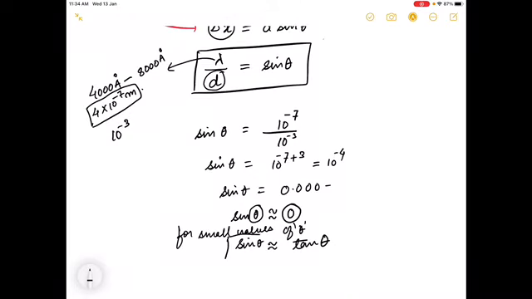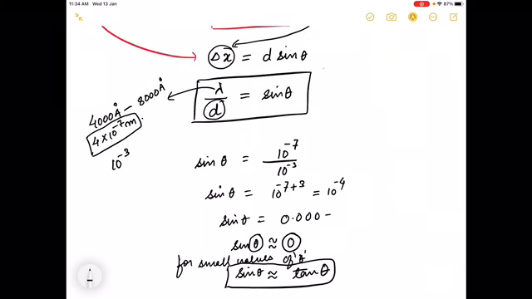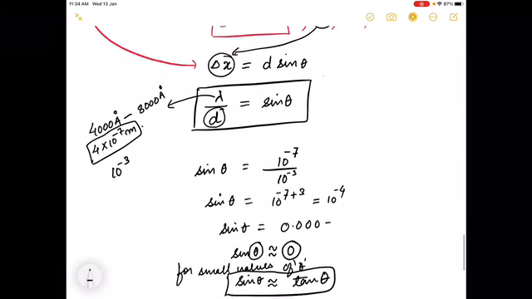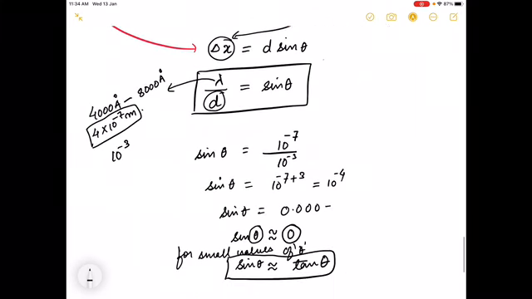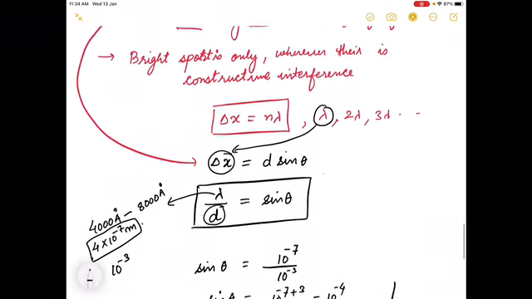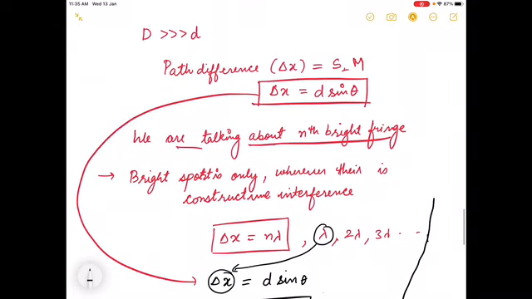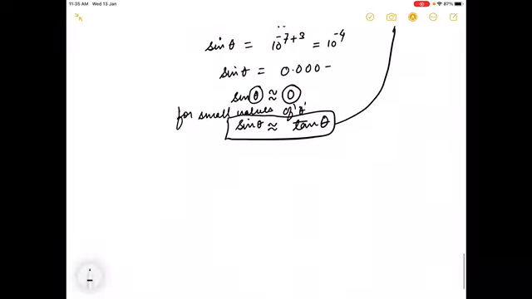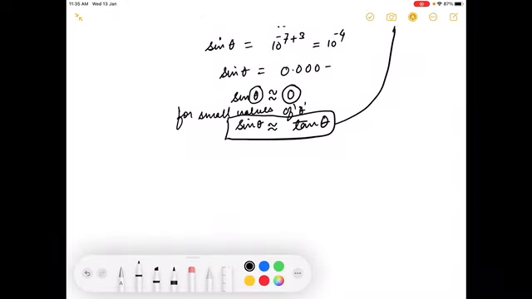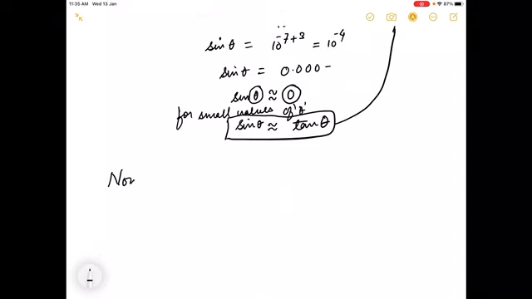So take this approximation with you and let's try to apply it here, right. Where do we apply it? Yes, this term. Let's apply it here. Del x equals d sin theta is written, so I'll just write it there. With that approximation, I can write del x, that is the path difference, is equal to d tan theta.